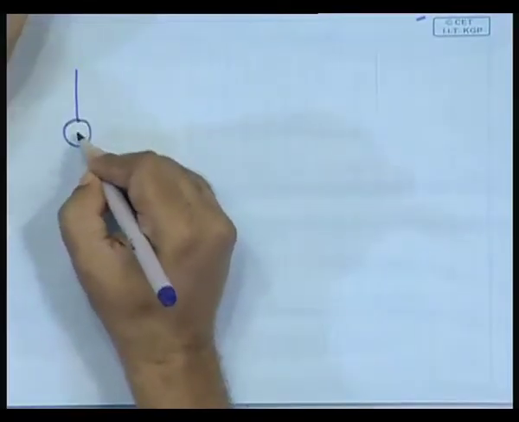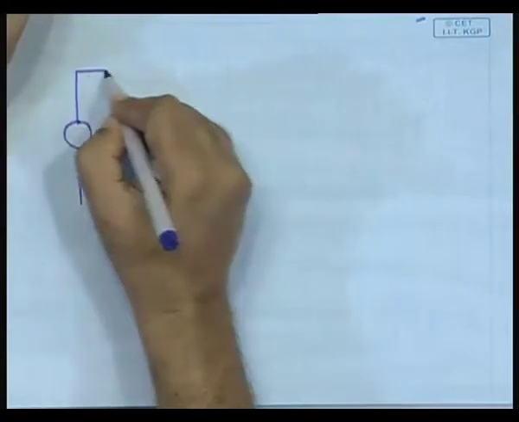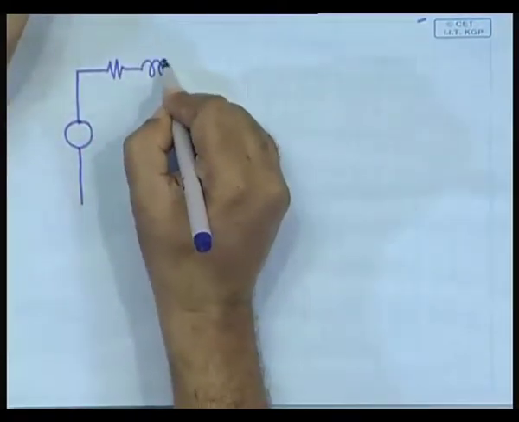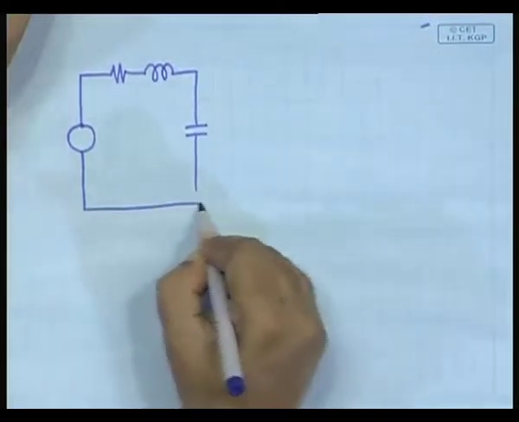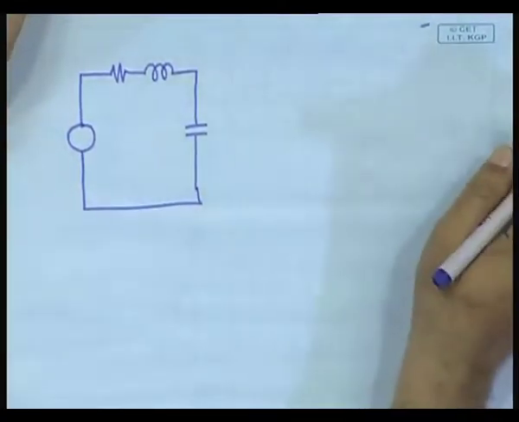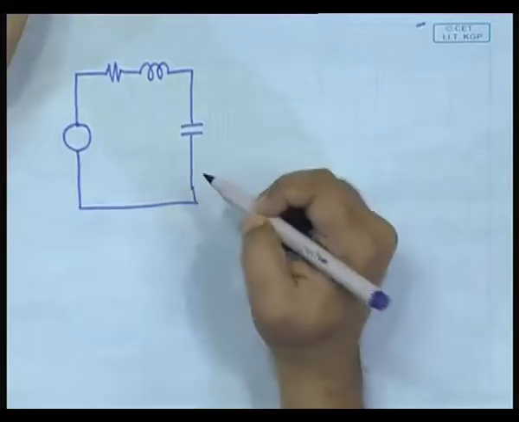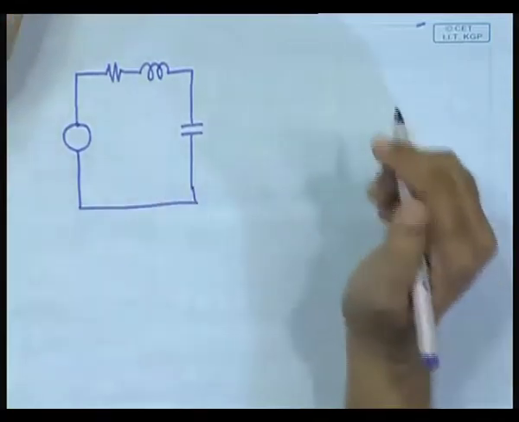Last class I had asked you a question related to the RLC series circuit, where the circuit was like this, and you were asked to predict the waveforms. And I could see that in this case you are somewhat confused. So, let us revisit this issue.